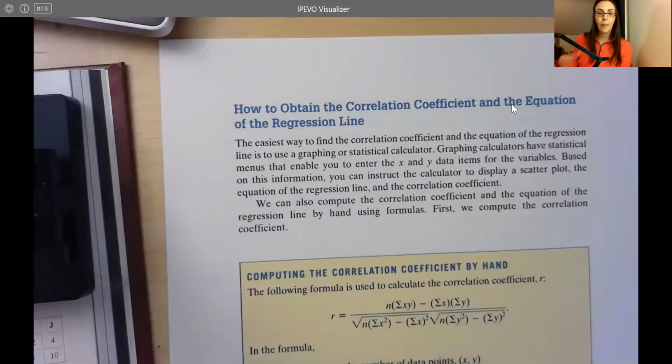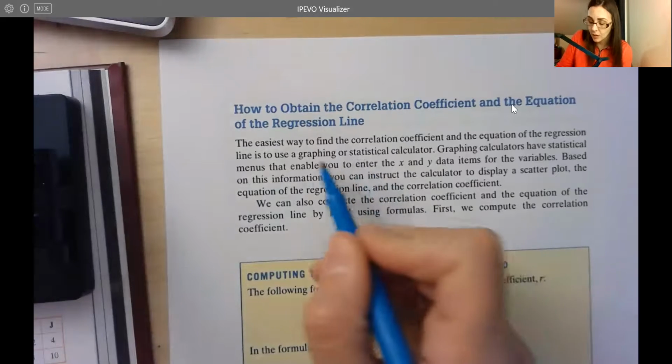Now that we've done a little bit on the background of correlation and kind of what to look for on scatter plots and that R value, I'm going to tell you how to find the R value. Now, the easiest way to find the correlation coefficient in the equation of the regression line is to definitely use a graphing or statistical calculator.